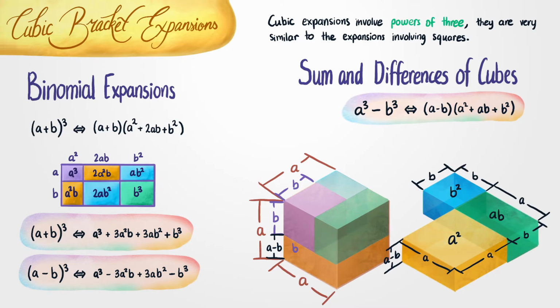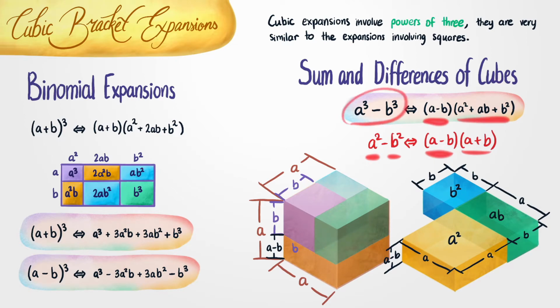Now this is actually pretty similar to the difference of 2 squares, but it also has its differences. Notice that we're taking a squared minus b squared here. We get this same a minus b bracket, but then this second bracket is a little bit different. And that makes sense because cubes are a little bit more complicated than squares.